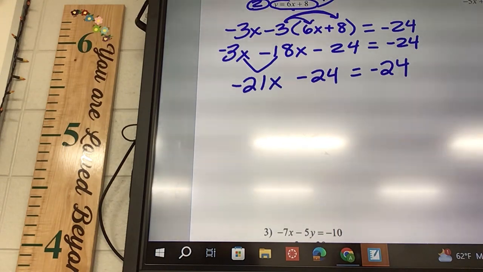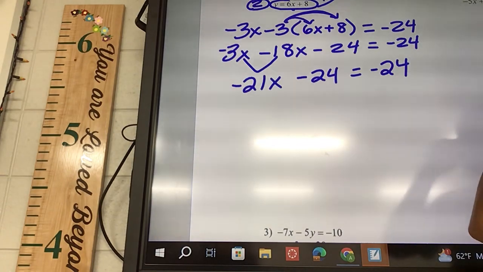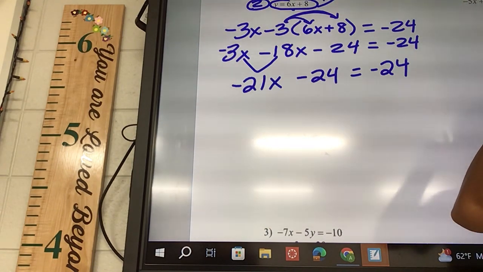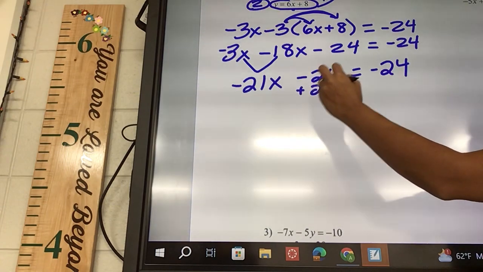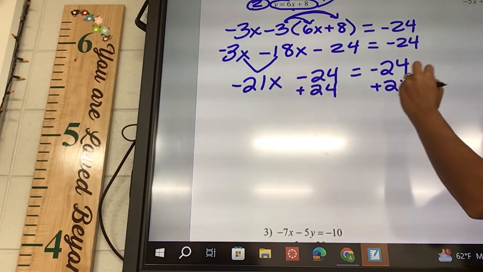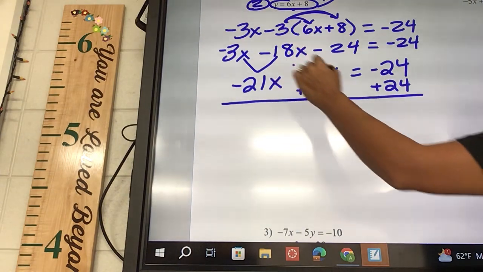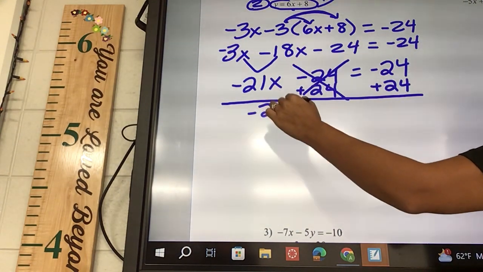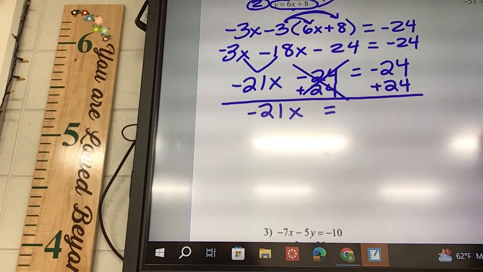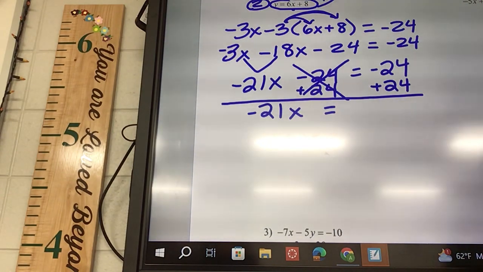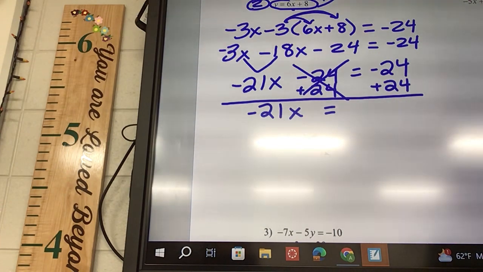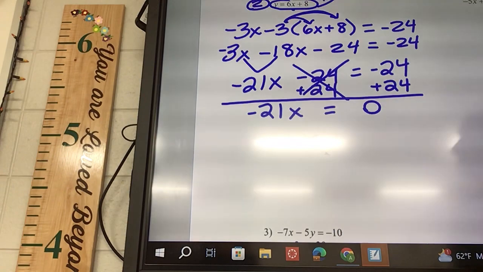Okay, and now looking at this again, we're getting it smaller. We're trying to solve for x. So what needs to be moved? The 24. So how do I move a minus 24? We're going to add 24. Okay, and so then these cancel, so I get a negative 21x equals, well, what is, and again on your calculator you can type in minus 24 plus 24. What is a negative 24 plus 24? 0.